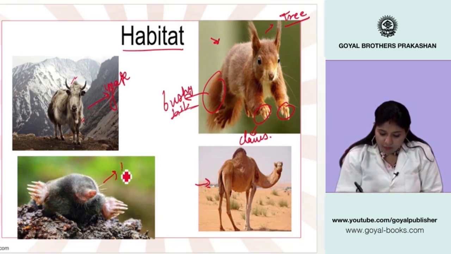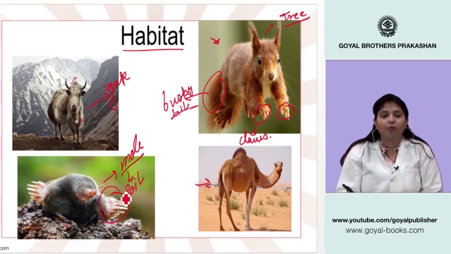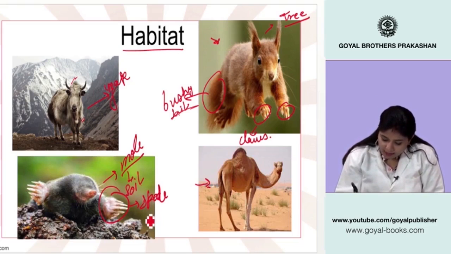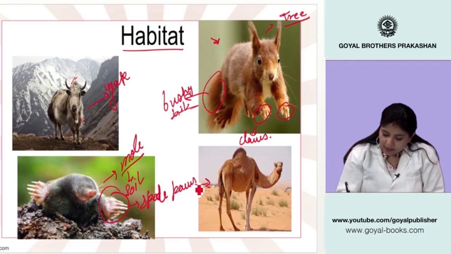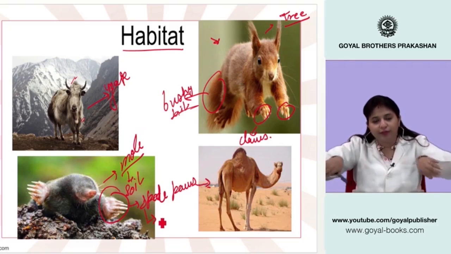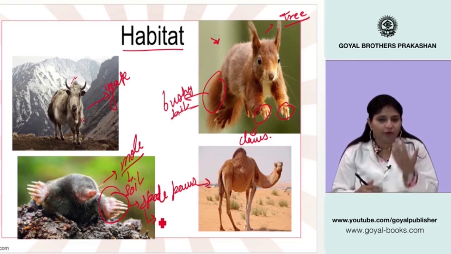Then if you talk about the mole, this mole lives in the soil, inside the ground, and if you see it, it has spade-like paws, right? So it has spade-like paws with which it digs the ground to move around. It uses them to remove the soil in front of it, and then it moves forward.